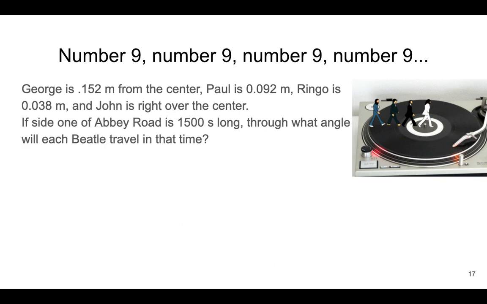If each side of Abbey Road is 1,500 seconds long, through what angle will each beetle travel in that time, 1,500 seconds? So what's the angle we want in radians? Have we got a formula that can get us the angle if we know their angular velocity? In fact, we do. Your basic definition of angular velocity omega is omega equals delta theta over delta t. Solve that for delta theta, and you get delta theta equals omega times t.